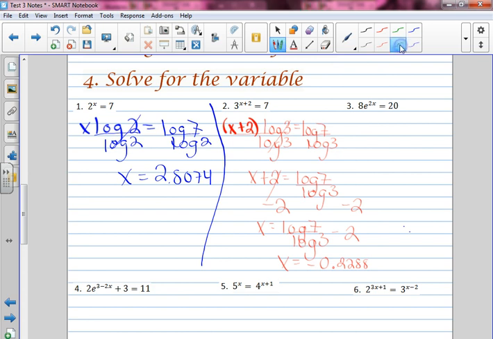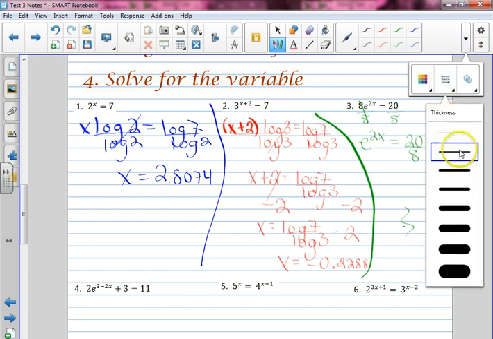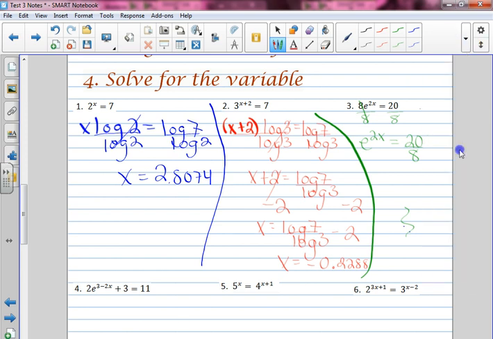All right, now for example 3. Okay, example 3 says 8e to the 2x power equals 20. Now for number 1 and 2, my exponential expression was already by itself. But for number 3, it's not. I have an 8 in the front first. Now that 8 is connected to the e to the 2x power by multiplication. So I must divide by 8 first. So I have e to the 2x equals 20 over 8. Okay, and I'm just going to leave it that way.